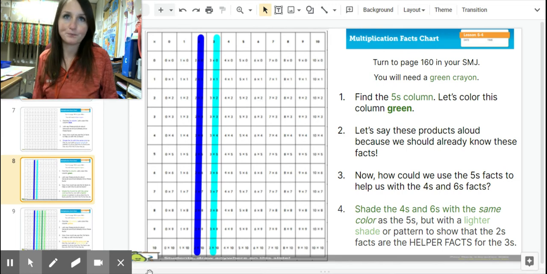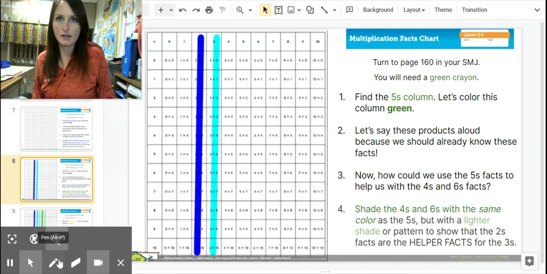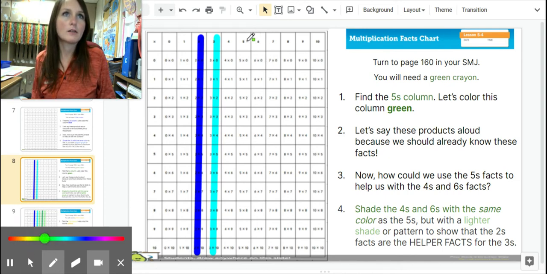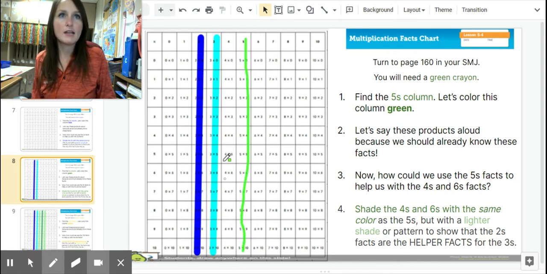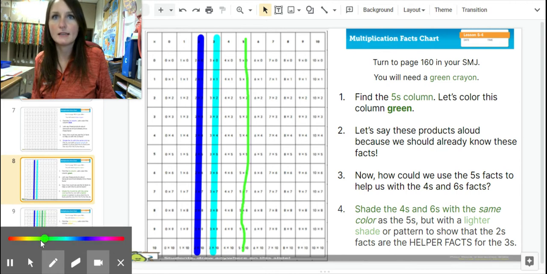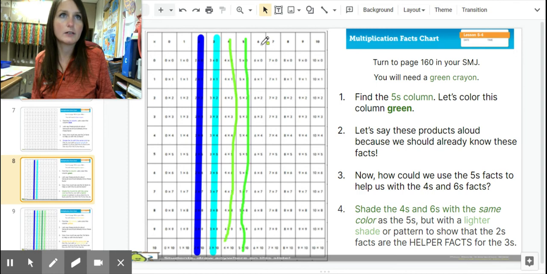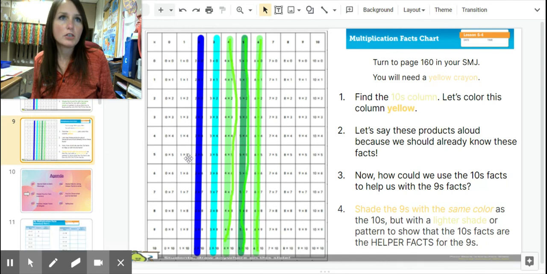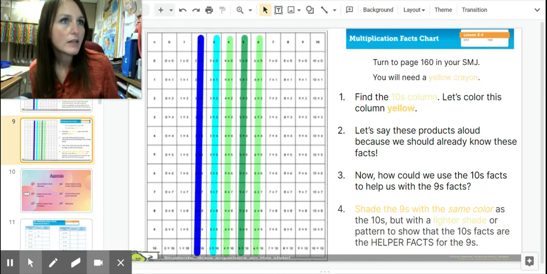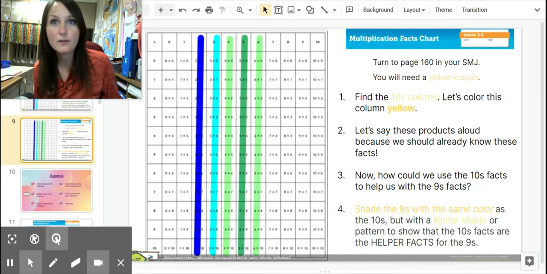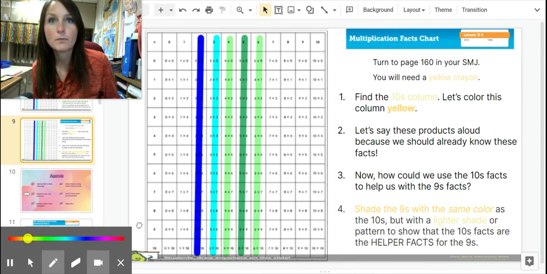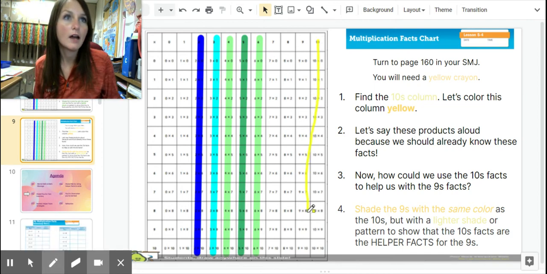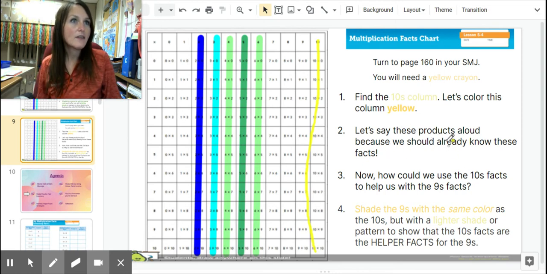So this says I need to color this green. Okay, and I'm going to color the 5s green, and then I need to do the 4s and the 6s in a lighter green. So this is a little bit lighter. Okay. So yours should look something like this now. Okay, and then now we're going to do the 10s, and we're going to color the 10s in yellow. Okay, something like that. And then it says, let's say them out loud.